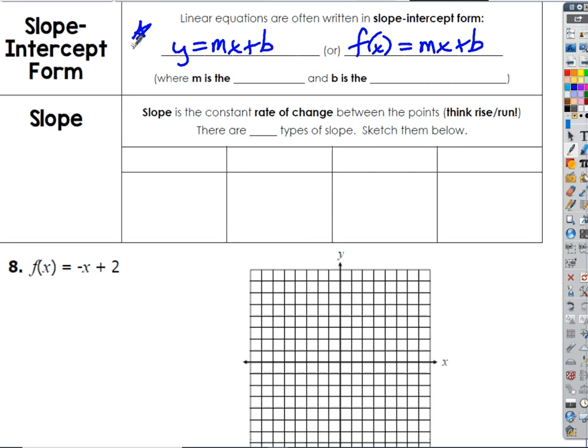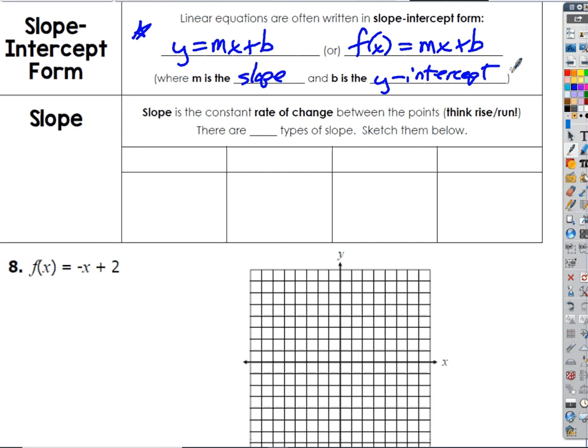We're talking about linear equations. What is m equal to there? In y equals mx plus b, what's m? Slope, there you go. So m is the slope and b is the, all together? Intercept. Which intercept? The y-intercept.